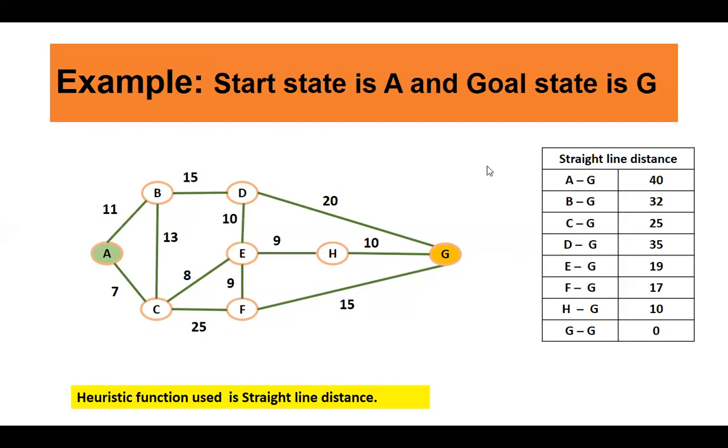So the heuristic value of reaching from the start point to G is 40. The heuristic value of reaching the goal from node B to G is 32. And reaching from node C to goal node is 25. From node D to goal node is 35. And from node E to goal node is 19, so on and so forth. And from goal node to goal node, the distance is 0.